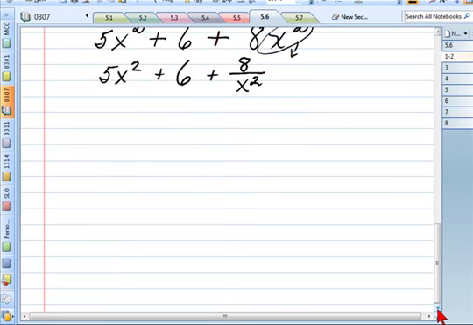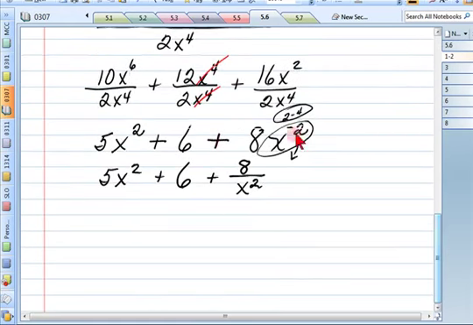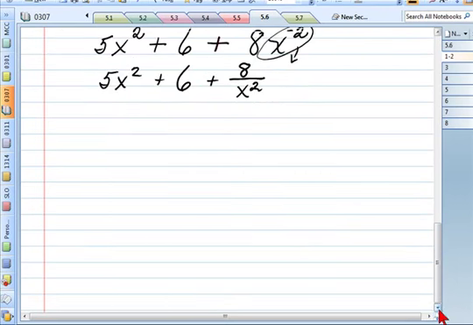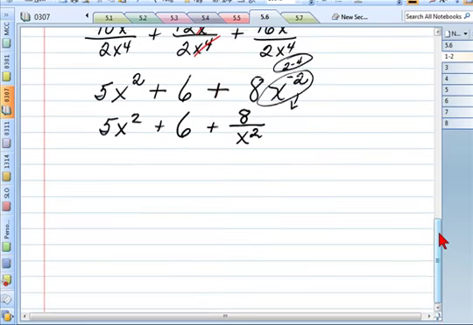Because it's just to the base. Yes, only the base that is affected by the exponent moves. So only the x moved. That's why I've gotten in a habit, I keep making this jump around, I've gotten in a habit of circling the base, and it's a visual reminder that that's all that moves.